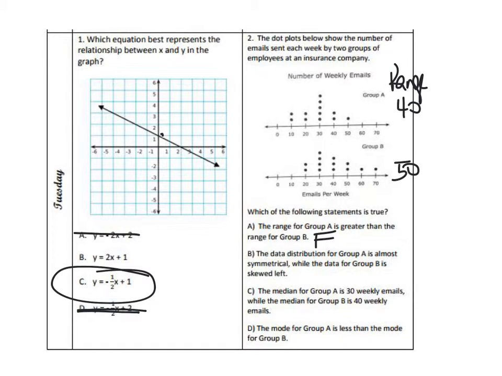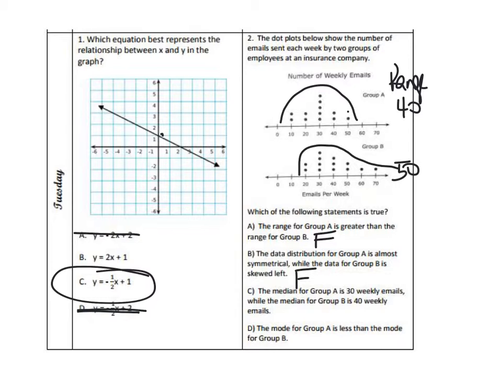Okay, let's look at B. The data distribution for group A is almost symmetrical, while the data for group B is skewed left. So is this data symmetrical? Yeah. Almost, yeah. You just need another dot right there, right? And is this one skewed left? No, it's skewed right, so that's false.